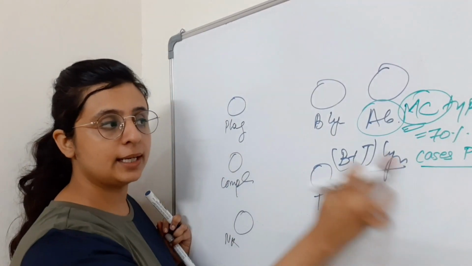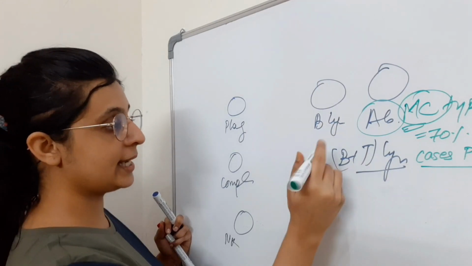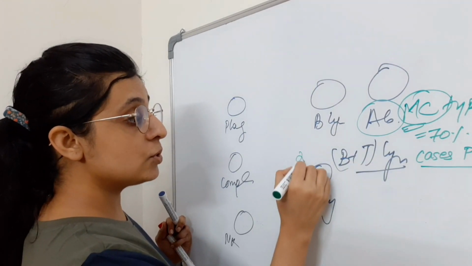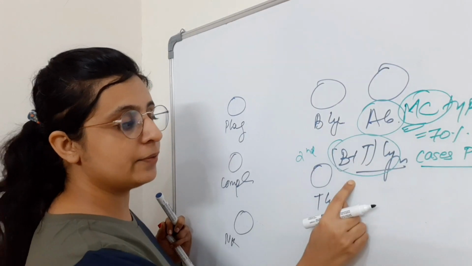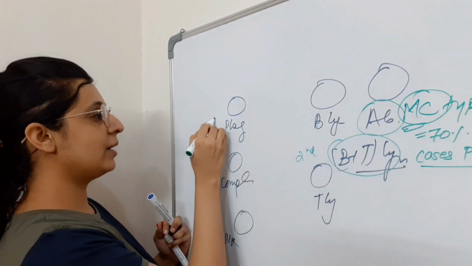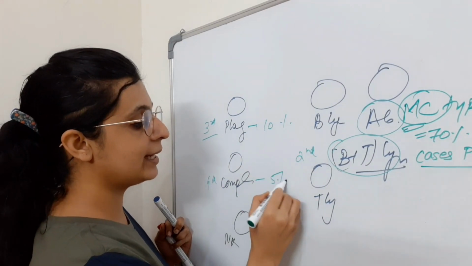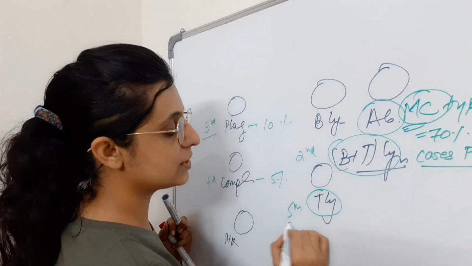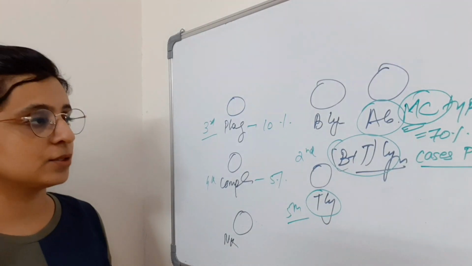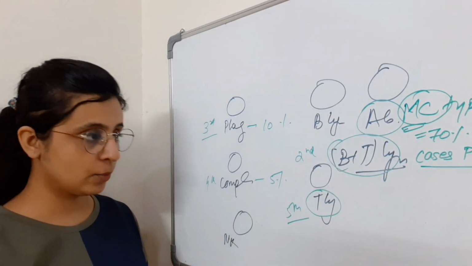70% cases of PID are due to antibody defect. Next, second most common is combined B and T cell defect. Third most common is phagocytic defect. Fourth most common is complement defect, and fifth is T lymphocyte defect. So this is the prevalence of the disease. Most common is antibody defect.